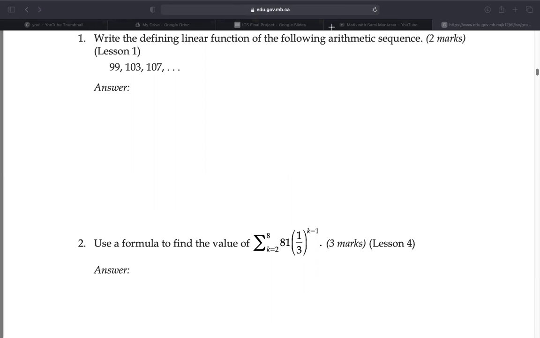I'm a soccer coach, and some of my players from the team asked me to do a Math 11 final exam review. So here it is.